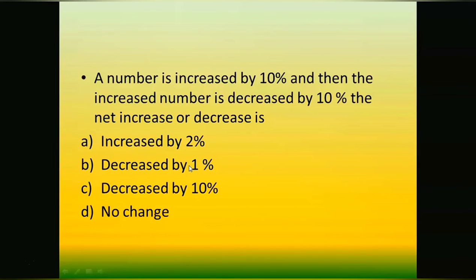A number is increased by 10% and then the increased number is decreased by 10%. The net increase or decrease is among the following options. Okay, so first analyze what is given. Initially it is increased by 10%, and then it is decreased by 10%. So this is A, this is B. A is positive because it is increased by 10%. B is negative because it is decreased by 10%.